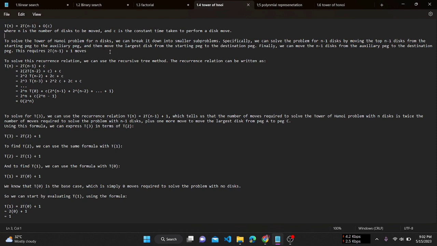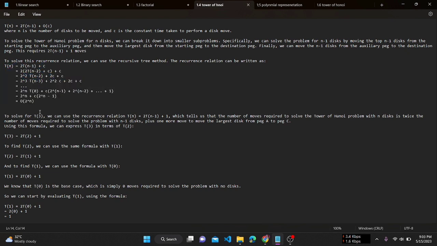To solve the Tower of Hanoi problem for n disks, we can break it down into smaller sub-problems. Specifically, we can solve the problem for n-1 disks by moving the top n-1 disks from the starting peg to the auxiliary peg, and then move the largest disk from the starting peg to the destination peg. Finally, we can move the n-1 disks from the auxiliary peg to the destination peg. This requires 2T of n-1 plus 1 moves. To solve this recurrence relation, we can use the recursive tree method.